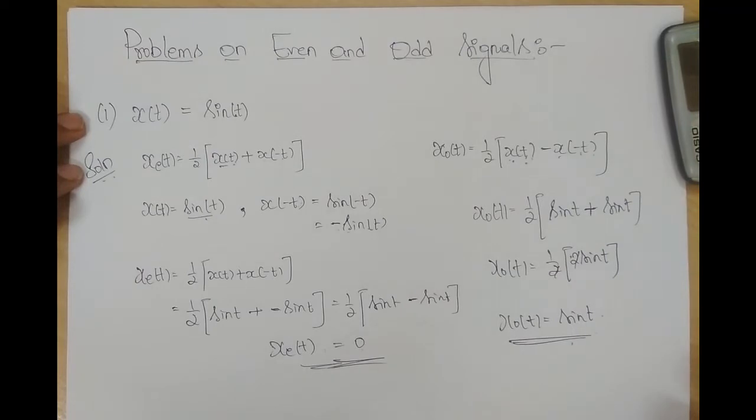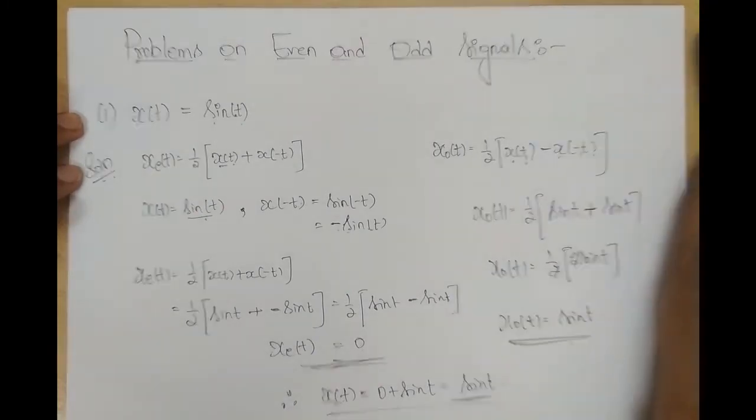Why? Because sin t is an odd signal, right? It's obvious. And also, what is the entire signal? The entire signal is the sum of even and odd component. Even is 0 plus odd is sin t, which is equal to sin t. So x of t is sin t. We can verify this condition also: x of t is the sum of even and odd component of the given signal.